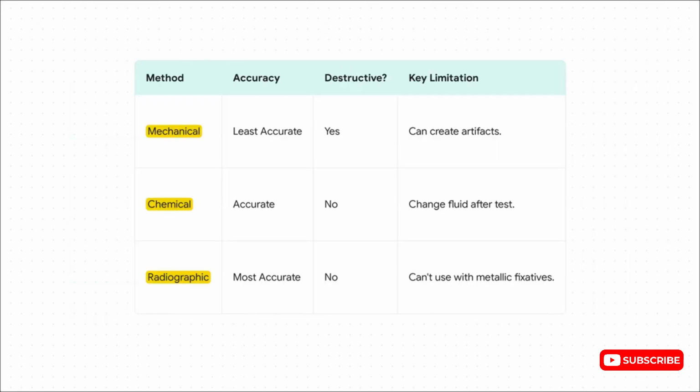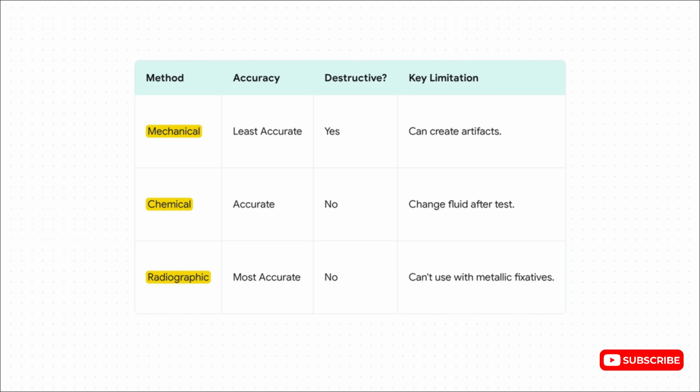So how do you find that perfect Goldilocks zone? Well, you've got three main ways to check. The mechanical method, bending it or poking it with a needle, is the least accurate because it's just so subjective. Plus, you can easily create artifacts that might look like pathology.